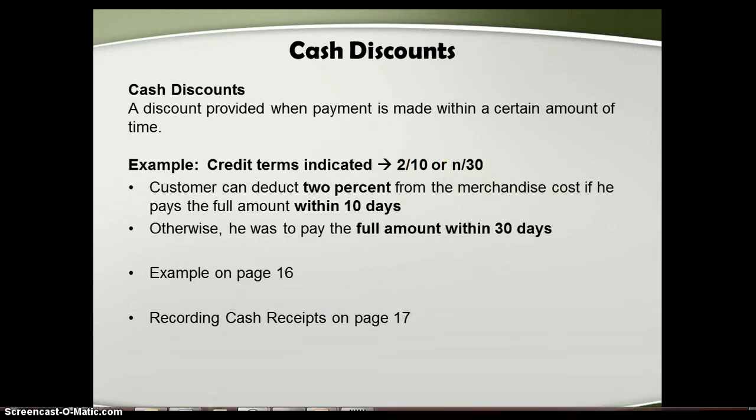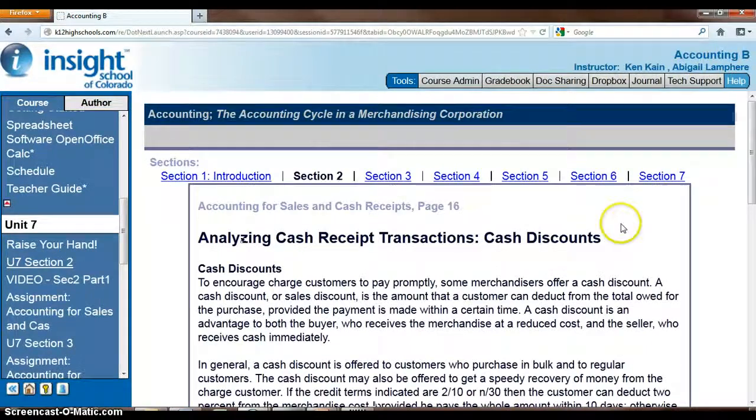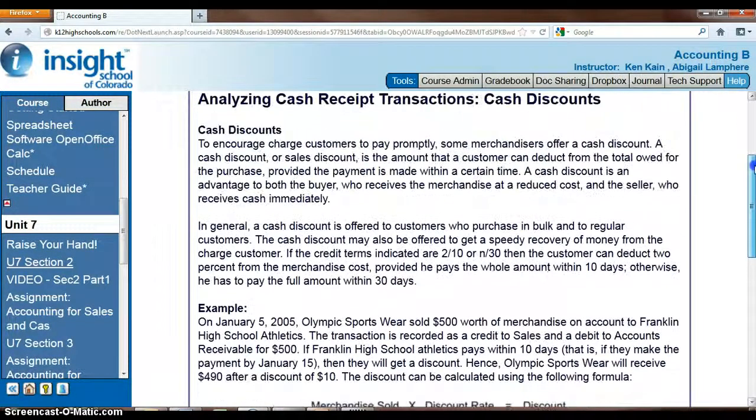And I see we have an example on page 16. So on page 16, they're showing us how to record a cash discount. So basically, and I'm kind of running out of time for my 15-minute window here, so if you would like to look through this on page 16 yourself, it explains a little more about the 2/10 and n/30, what that means as far as the discount goes.